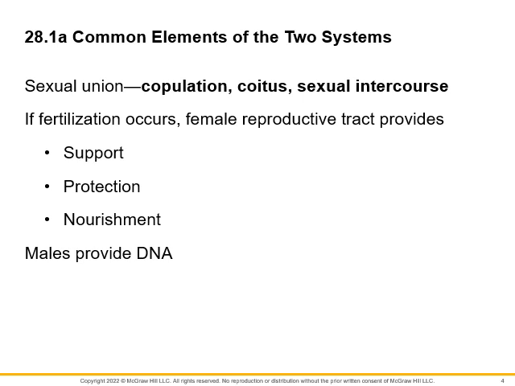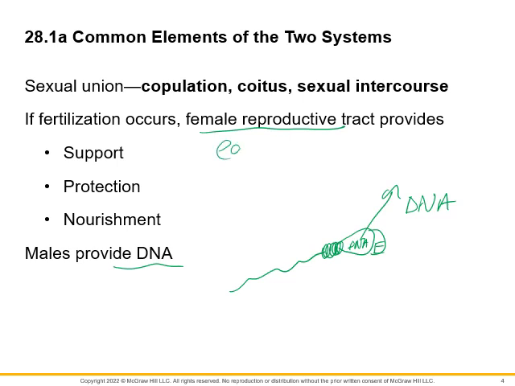So what is sex? Sexual union. You can call it copulation, you can call it coitus, you can call it sexual intercourse. Fertilization occurs. The female is providing the support, the protection, the nourishment. So the male is providing basically the DNA. So we're going to see a flagellum, a tail. We're going to see the sperm have this mid piece that has some mitochondria. We're going to have DNA, and then they're going to have some enzymes in the cap part. So basically the sperm are dumping their DNA inside of the female sex cell, which would be the egg.